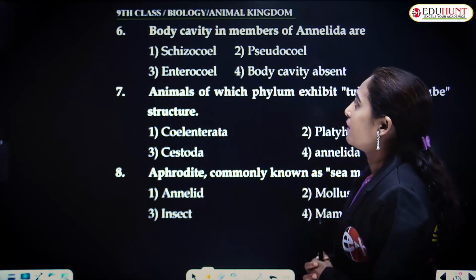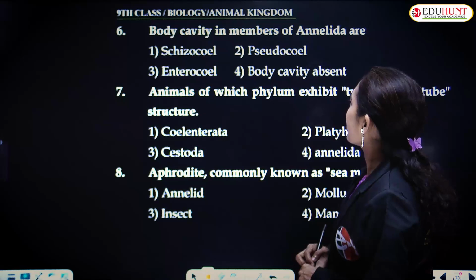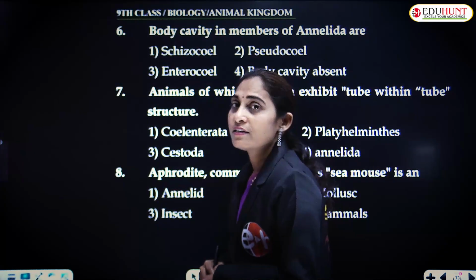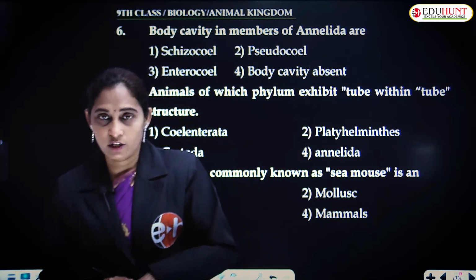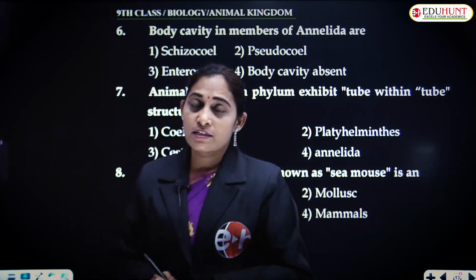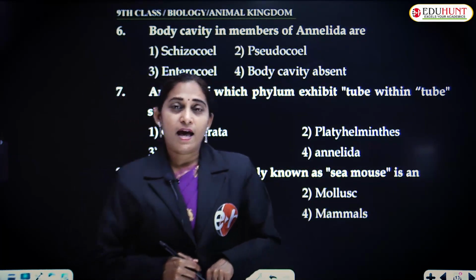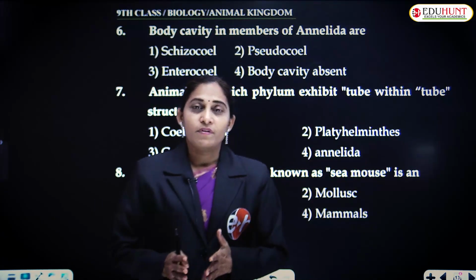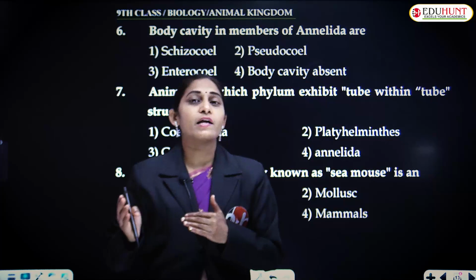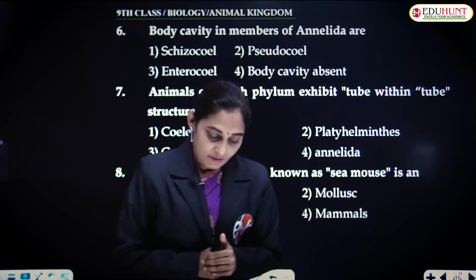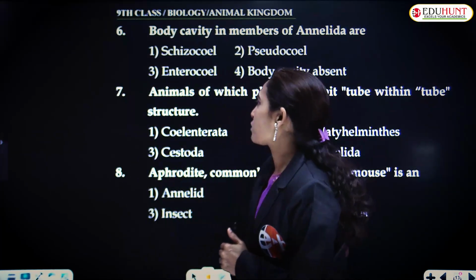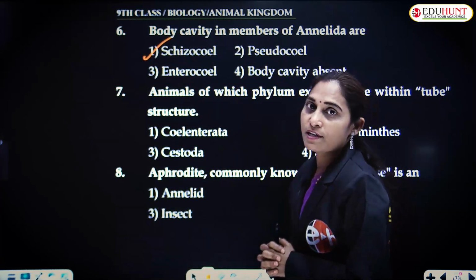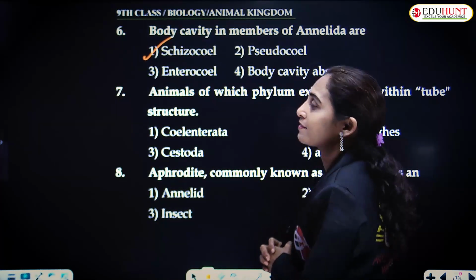Triploblastic animal. Body cavity in members of Annelida are... The body cavity is nothing but the coelom, and a true coelom is present. Again, if they have a coelom, what kind of coelom is present in them? Whether it is a schizocoelom or an enterocoelom. Schizocoelom is present, the first option. Schizocoelom is present in annelids.